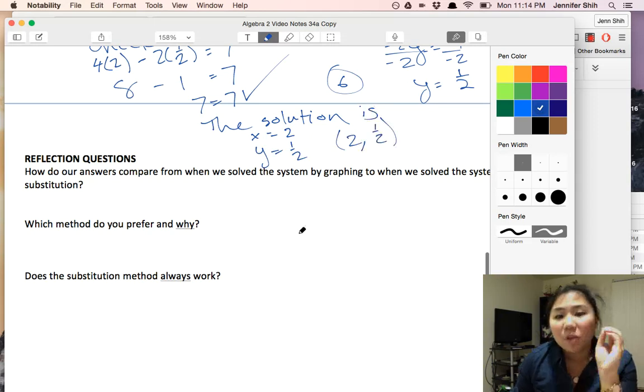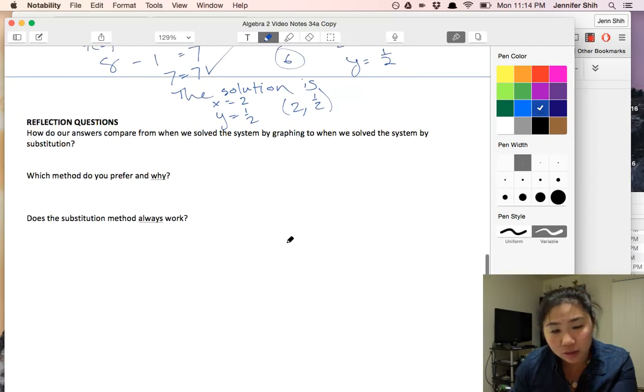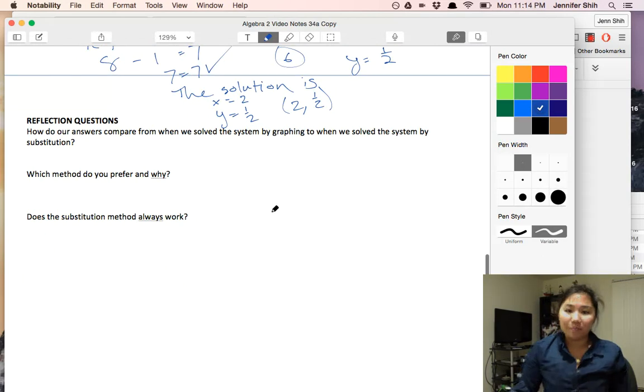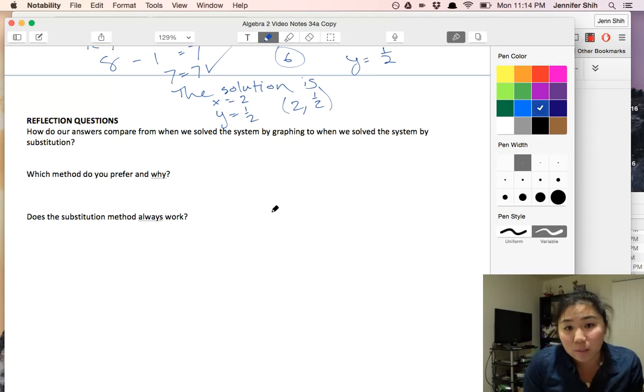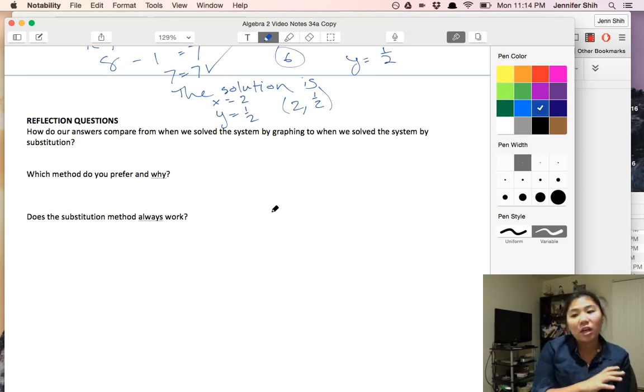Okay? So the last thing you're going to do in your notes is you can pause and take a look at these reflection questions. This is where I'm going to wrap up so you have time to read the question. How do our answers compare from when we solved the system by graphing to when we solved the system using substitution? Think back to our classwork and then think back to the examples today. Then you can tell me a little bit why you prefer which method.